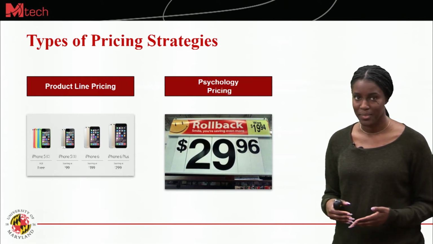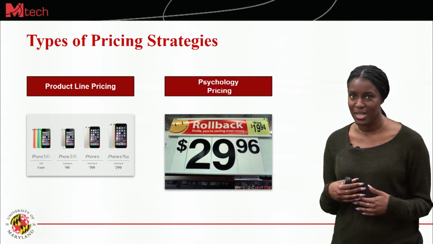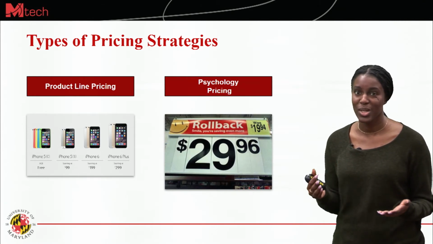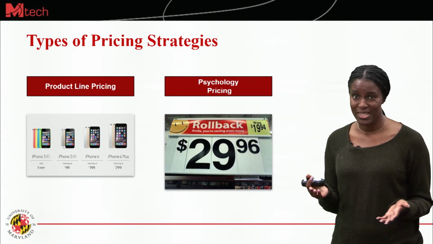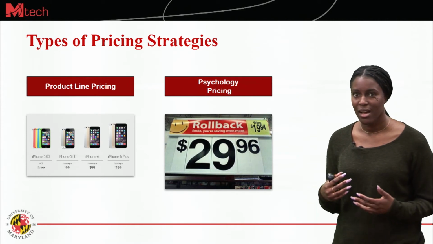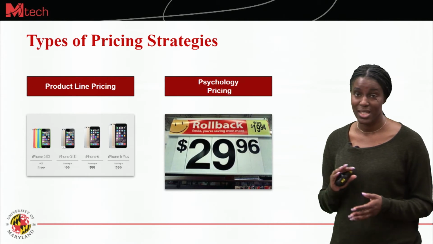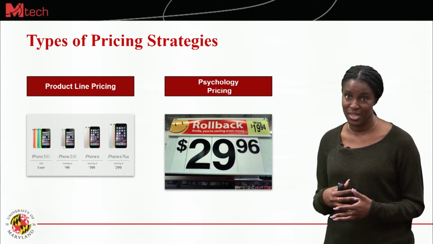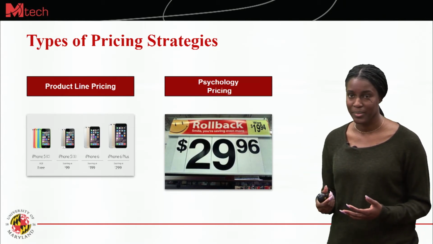Psychology pricing is looking at the psychology of our perception of the actual price itself. So when we see a price like $29.96, which isn't a couple, it's only what, 4 cents off from $30, but to the customer, they perceive it as a lower bargain price. And so pricing things with psychology pricing taps into the customer's perception of a deal that they're getting, but it's really maximizing the revenue that you're getting over time.